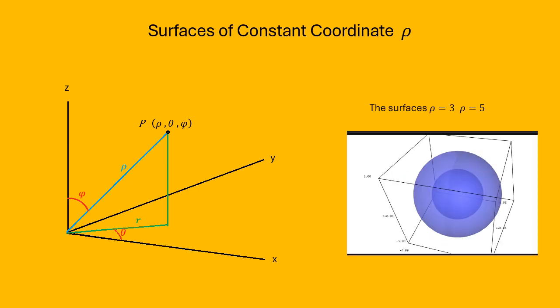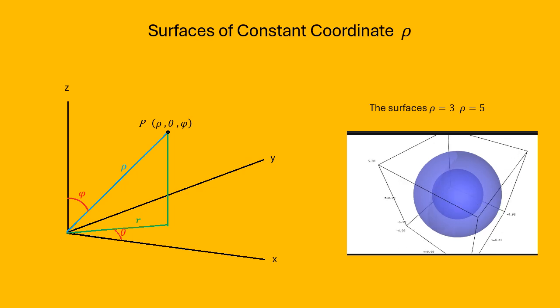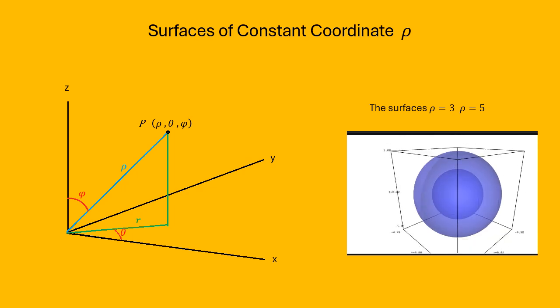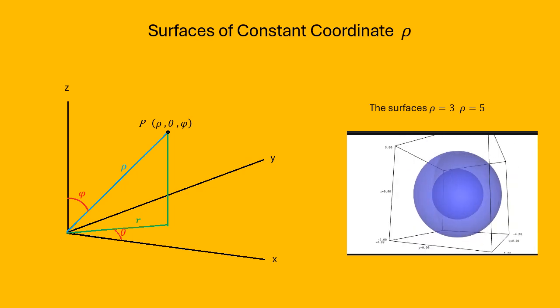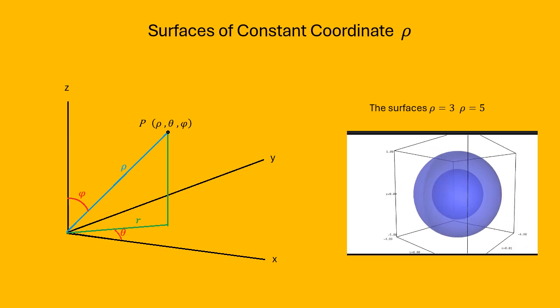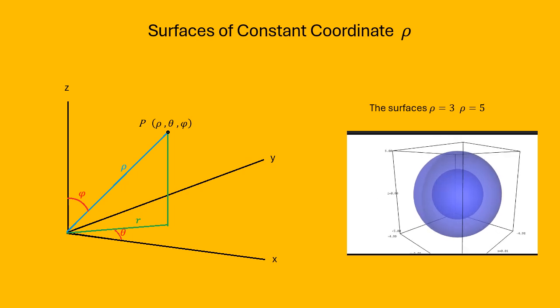These are the surfaces rho equals 3, an inside sphere, and rho equals 5, this outside sphere. We can rotate this around, and as you can see, it really is spherical. It's symmetric about the origin. This is an example of surfaces of constant rho value. Rho equals 3 for this inside surface, rho equals 5 for the outside surface.